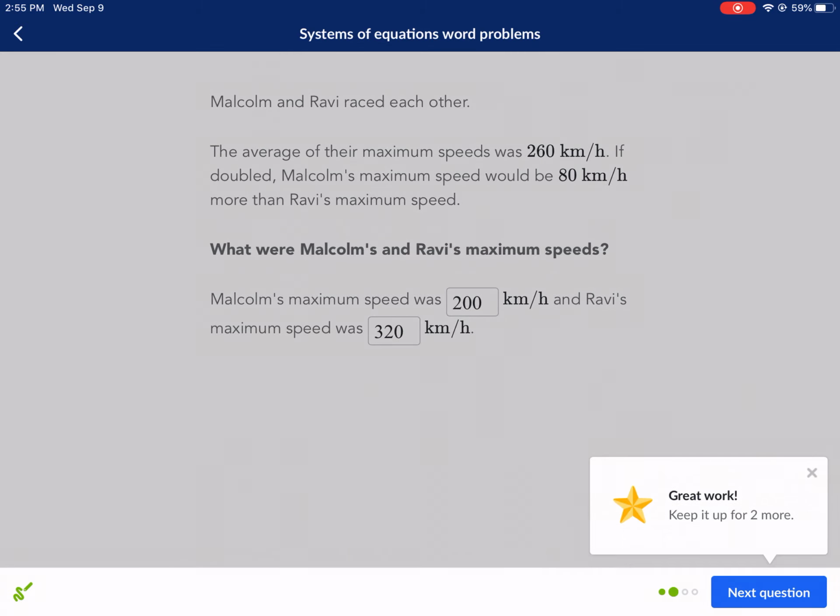All right. Hopefully you found this video helpful. Again, with rates, make sure you find r equals d over t, and then you need two equations, two variables.